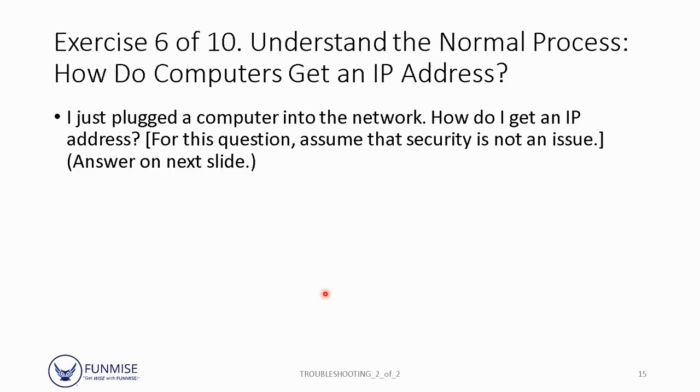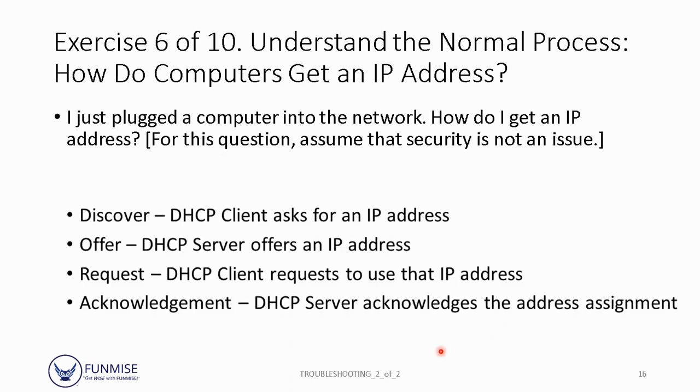Now, exercise number 6. Understand the normal process. How do computers get an IP address? I just plugged the computer into the network. How do I get an IP address? And for this question, we're going to assume that security is not an issue. Now, if you've been paying attention in prior classes, you will know the answer to this question. Of course, what should happen is the computer should go through the DORA process, where it does the discover, offer, request, acknowledgement. If you're not familiar with this, you want to go back and review the class on DHCP.